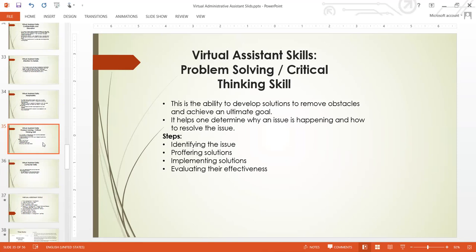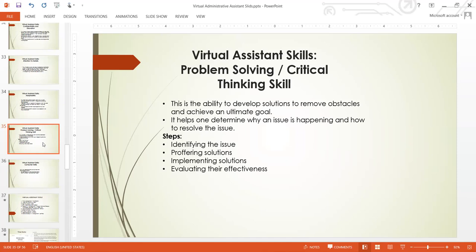Identifying the issue, you need to gather the requirements. It's more of a business analysis skill that is required here, but I don't want this to go into business analysis. But first, you need to identify the issue. You gather requirements. Then you provide a solution.